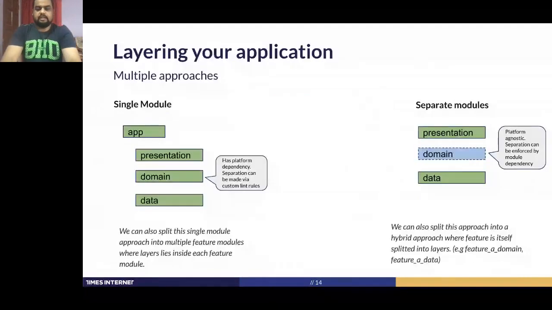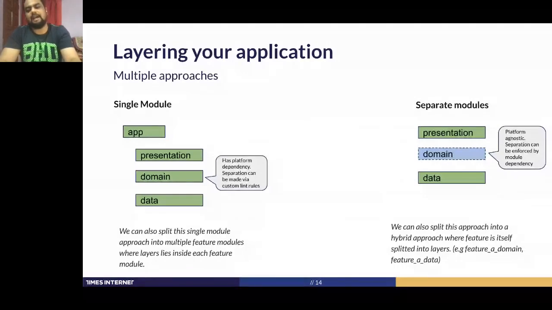Now, the question is, we know how to break our application into layers. How would the project structure look like? There are multiple approaches. There has been debate around them, like whether we should go with a single module and have the clean architecture layers as a part of the single app module, or probably separate modules for presentation, domain, and data. There are multiple pros and cons for each and every approach.